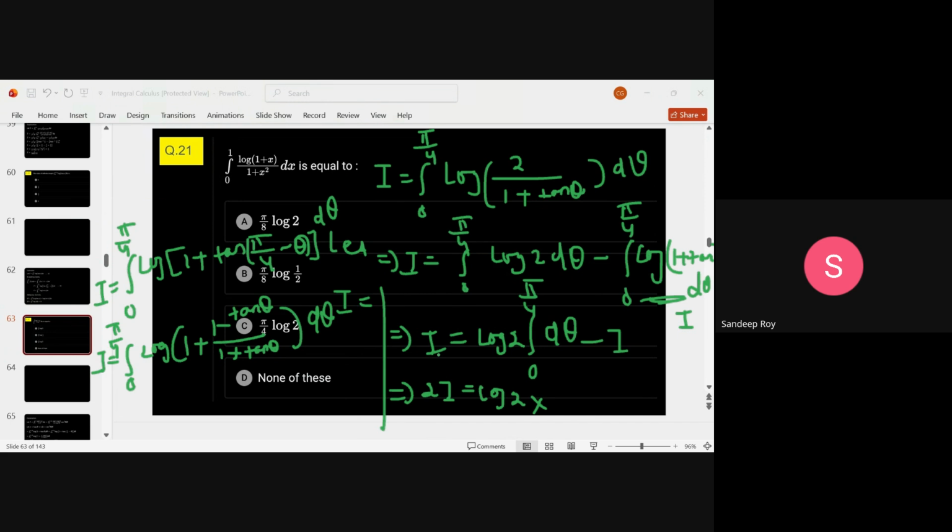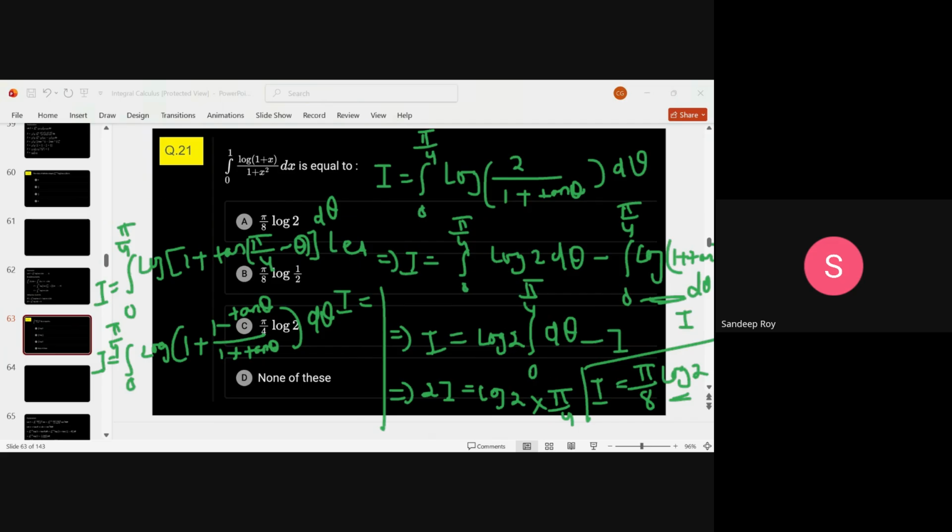So that is pi by 4 itself, right? Pi by 4. So finally, what is the value of I? So I is equal to pi by 8 times log 2. This is the final answer.